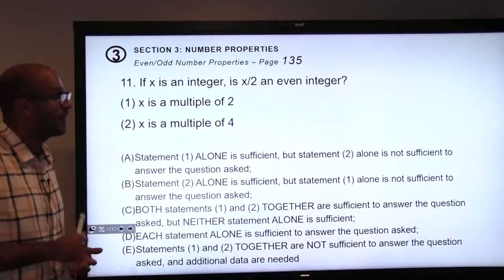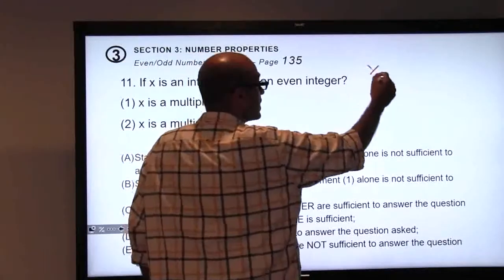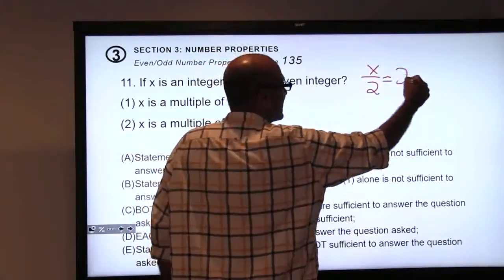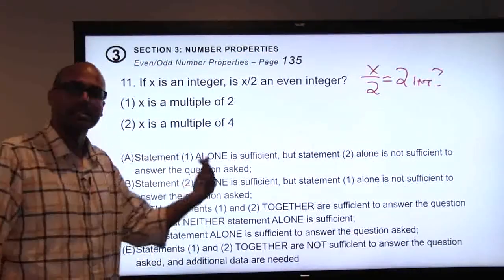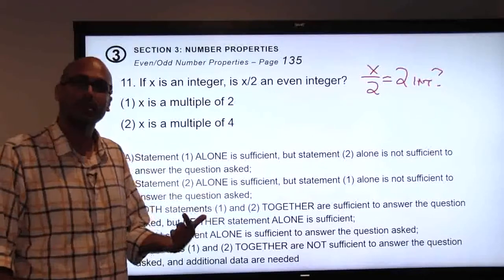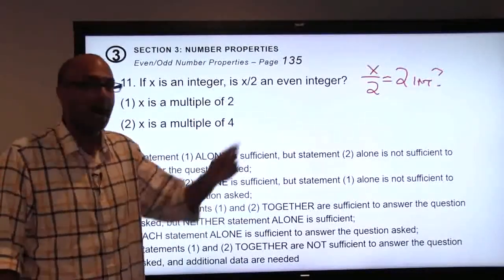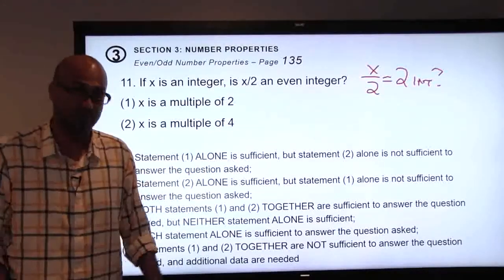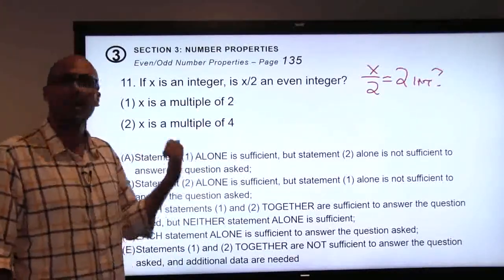It says, if x is an integer, is x over 2 an even integer? Meaning, is x/2 an even integer? Notice the way I'm translating that. I always want to write what I read as I read. That's an equation. Even integer is a multiple of 2. I wrote x/2 is a multiple of 2. That's the question. Now notice though, I do not run right into statement 1 and 2.